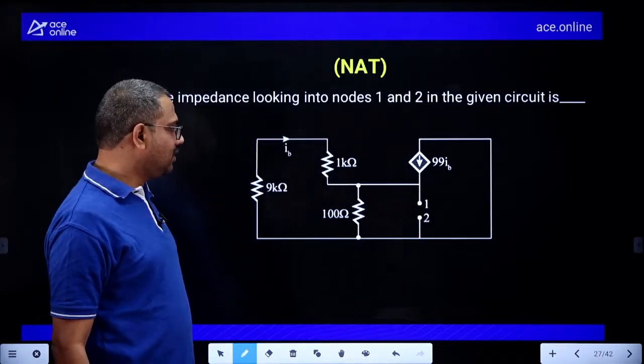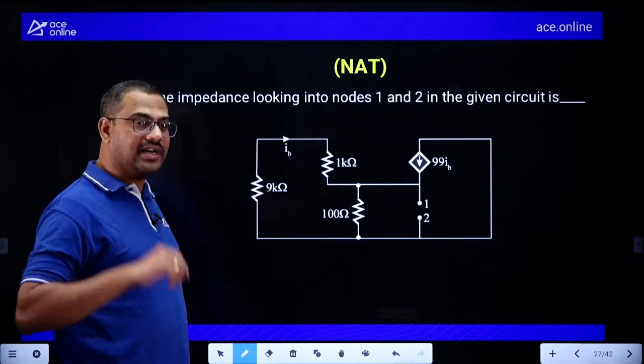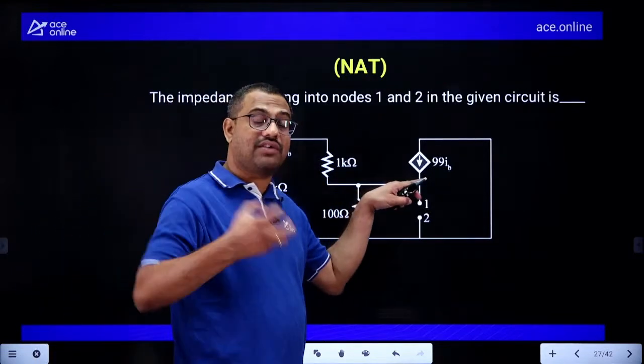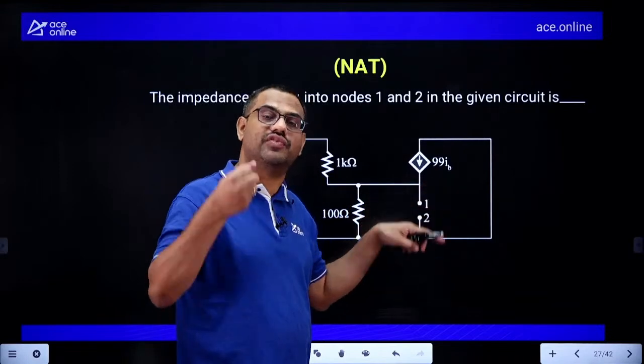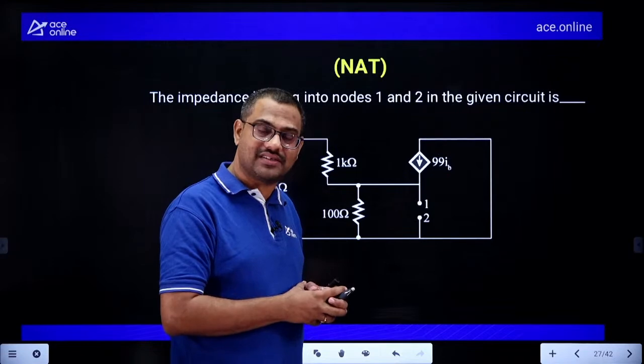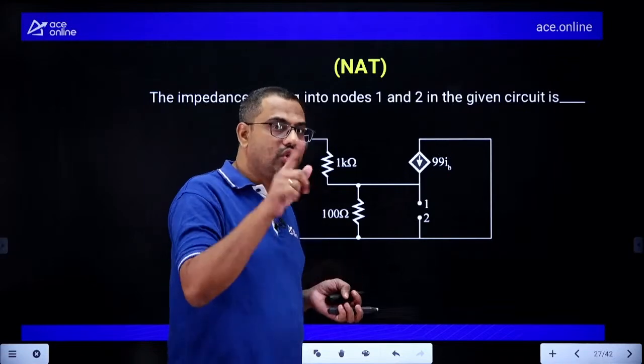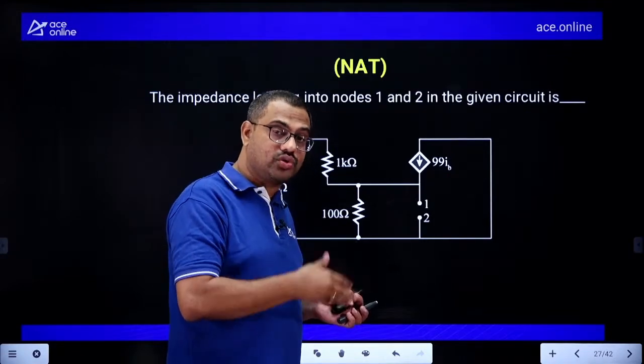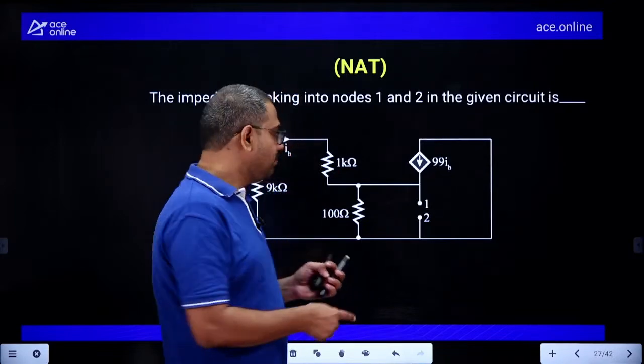Now, sir, the problem here is there is a current dependent current source. Dependent sources will have some internal sub-circuit resistance which we should consider. If it is an independent voltage source, zero resistance. If it is an independent current source, infinite resistance. We can open it. But this is a dependent source.